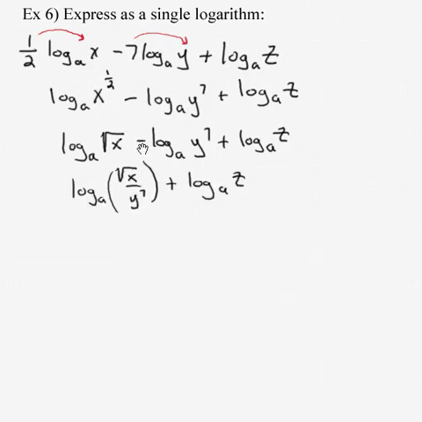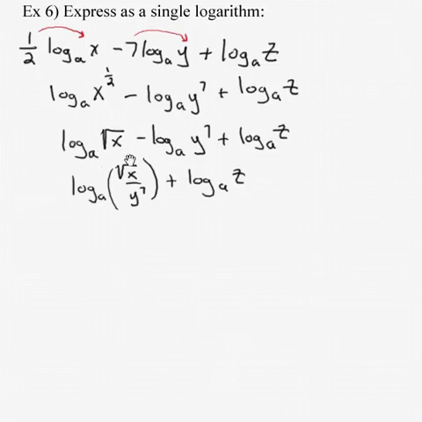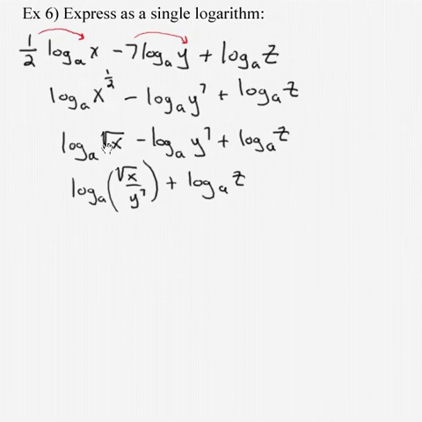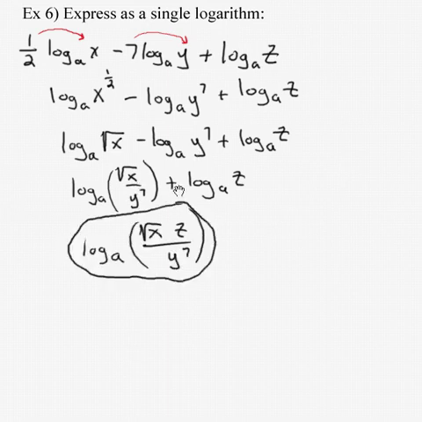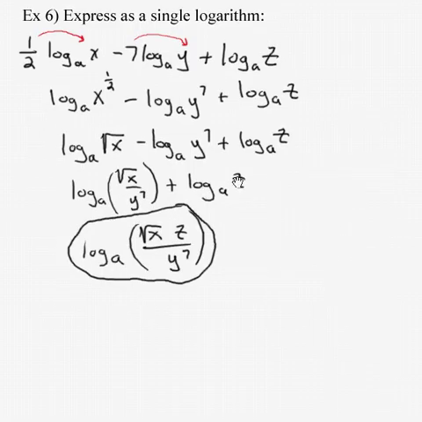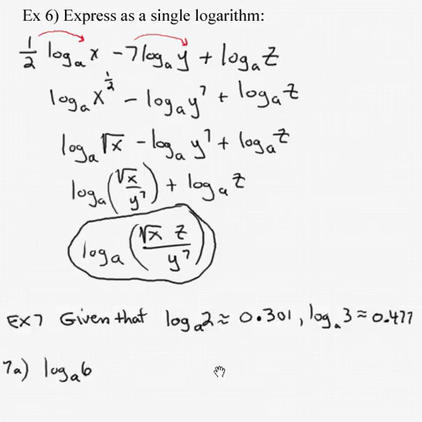From there, we're subtracting two logs with the same base. Must have the same base to do this. So that's the same as the log of the quotient, square root of x divided by y to the 7th, in order as we go from left to right. And then the next step after that, I'm adding two logs same base, so that means I can take the log of their product. So z over 1 goes in the numerator. So that's the log of the square root of x times z over y to the 7th base a. And that's written as a single logarithm, using those three properties backwards.